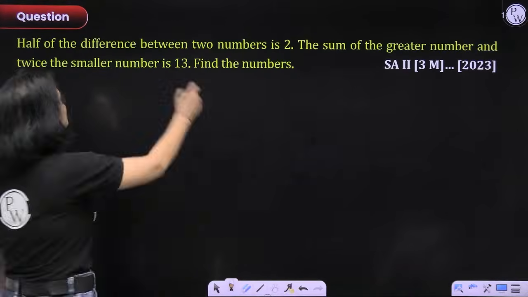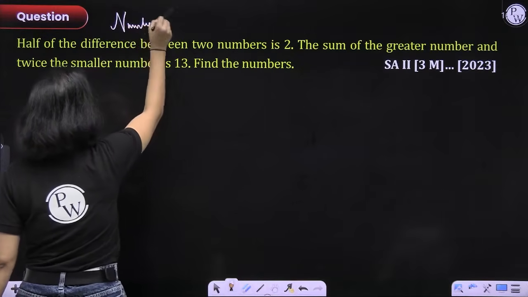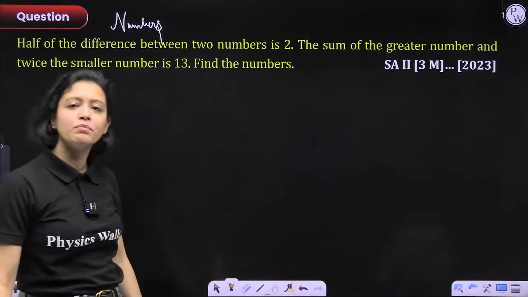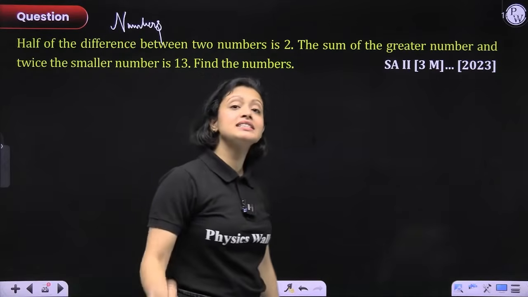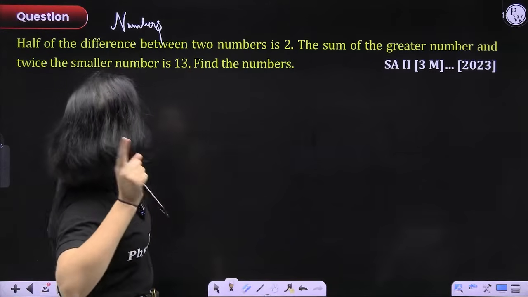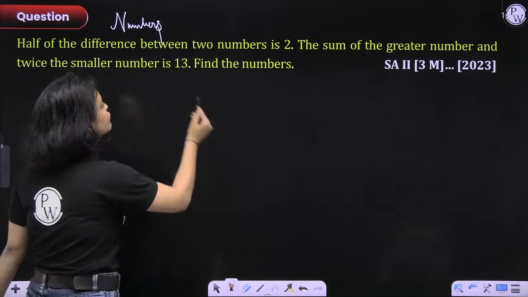This is a question based on numbers, everyone. Simple, easy. Let's see. Half of difference between two numbers is 2. So we have two numbers and their difference, half, is given as 2. Sum of the greater number and twice the smaller number is 13. Find the numbers. We have to find two numbers, guys.